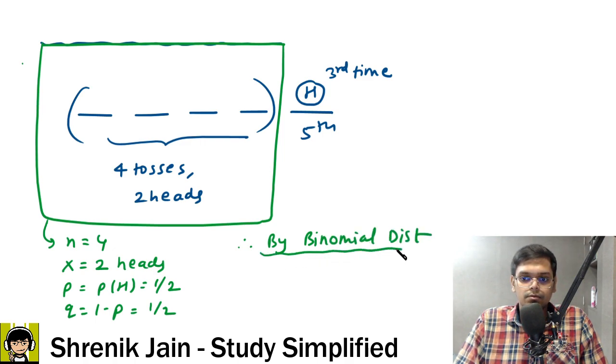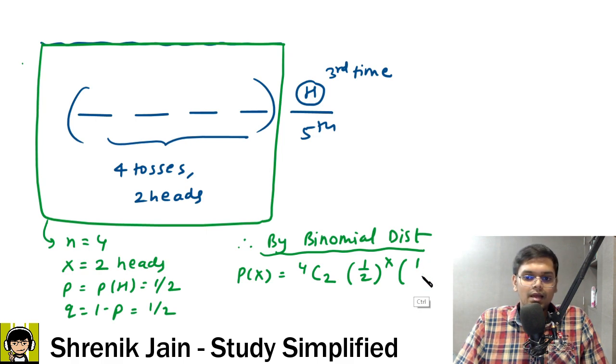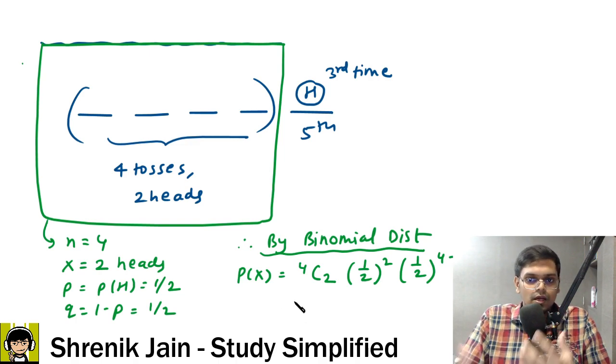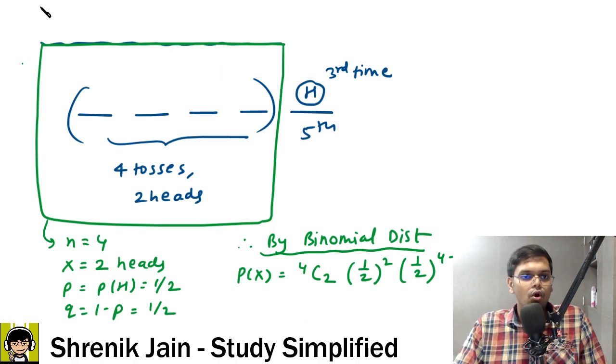P of x is equal to nCx P to the power x Q to the power n minus x, which is 4C2, P to the power 2, Q to the power 4 minus 2. I hope you can simplify this. Guys, can you simplify this? Let me keep it here only. I will now talk about the next scenario, and then in the end we will combine them, okay?